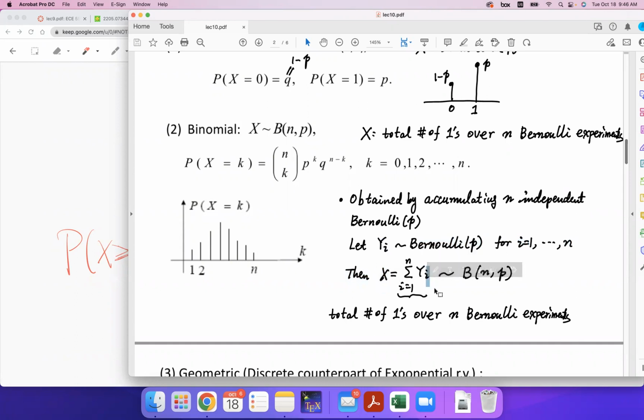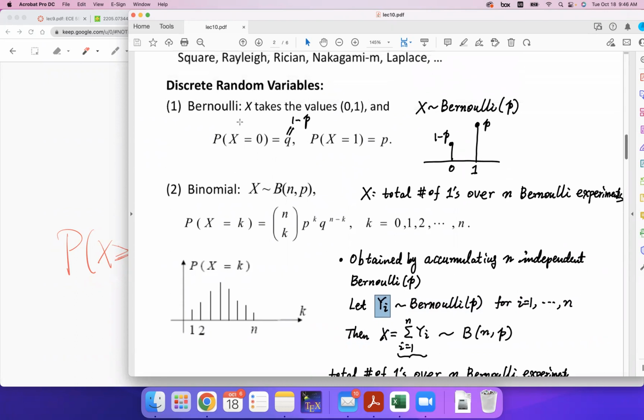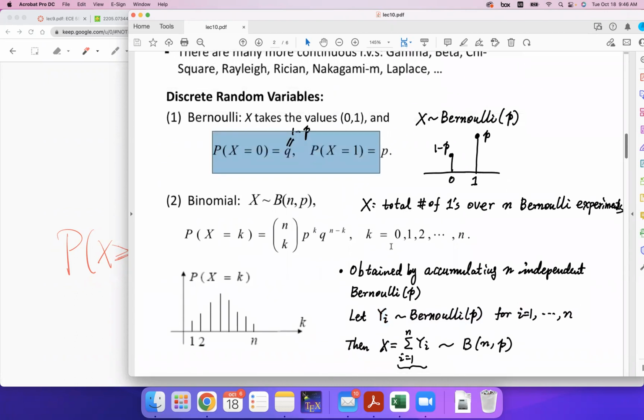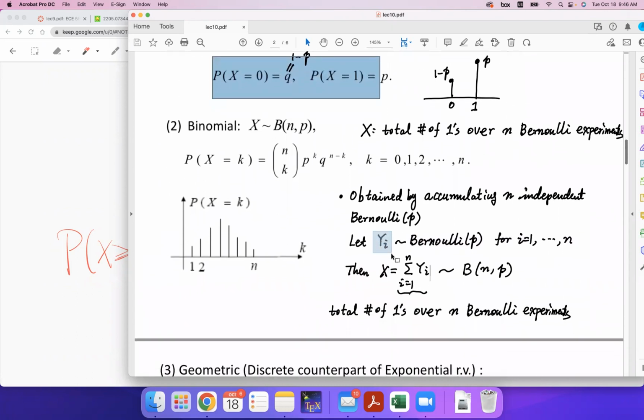The binomial random variable is essentially the summation of these y_i. Because in each trial, y_i may take either head or tail, either 0 or 1, right? This is a Bernoulli random variable. So these y_i are binary random variables. When we sum them up, the summation will equal the number of ones that we observe in these n experiments, which is exactly the number of heads that we observe.